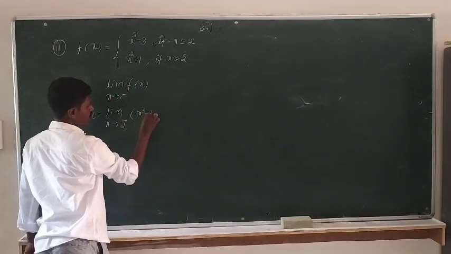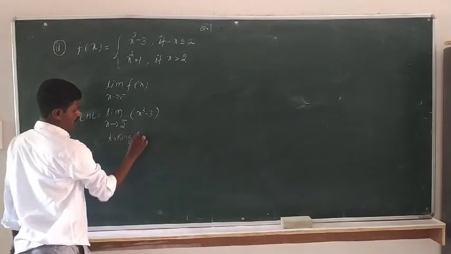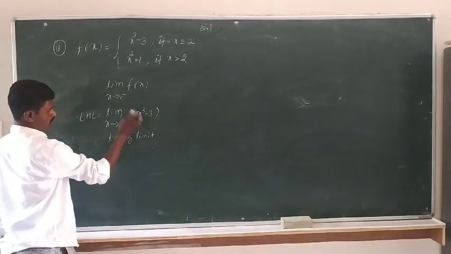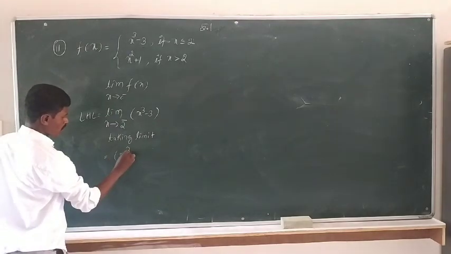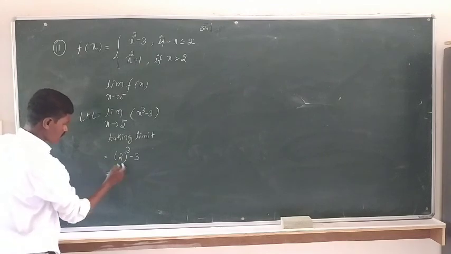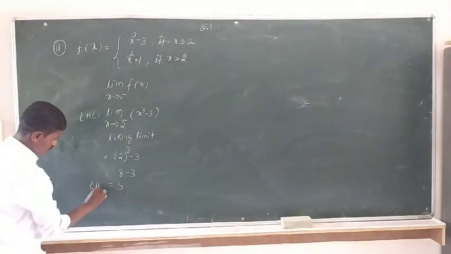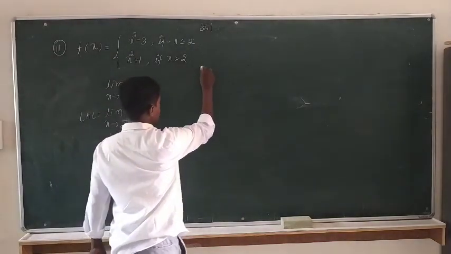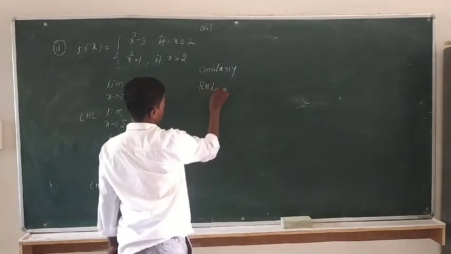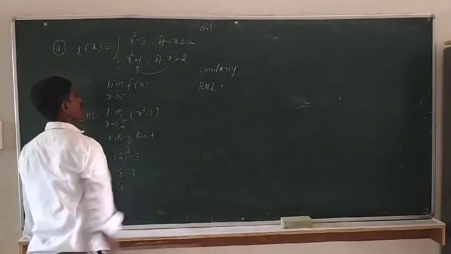So taking the limit, what happens here? Put 2 in place of x, that is 2 cube minus 3. Cube of 2 is 8, minus 3, that is 5. LHL is equal to 5. Similarly, for RHL, we consider the function which is for greater than 2, and that again is x square plus 1.